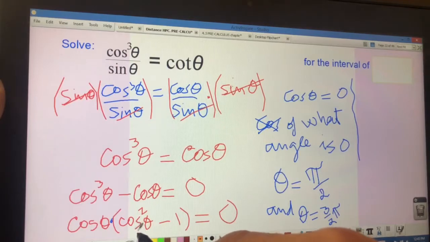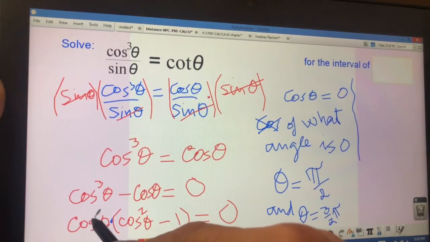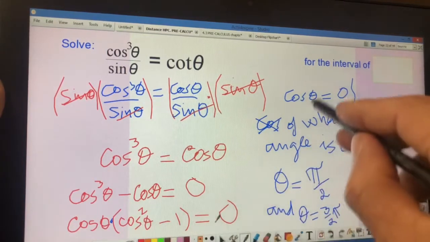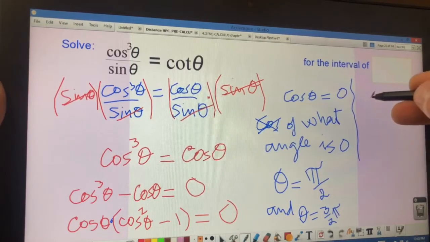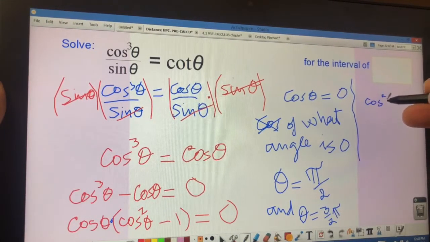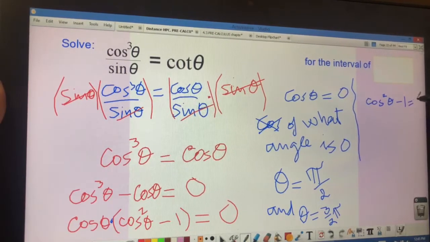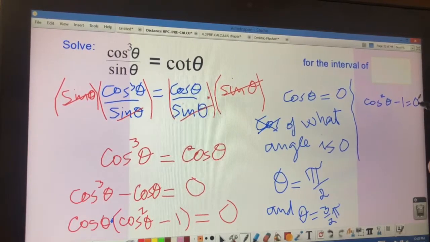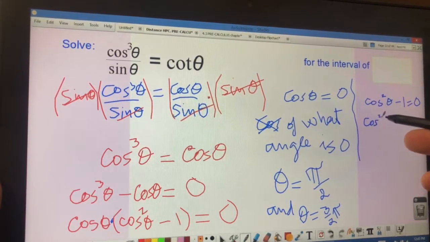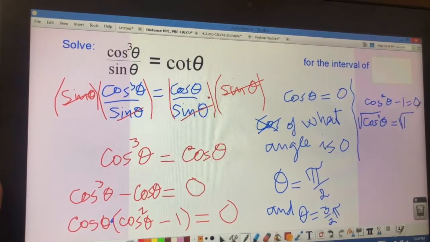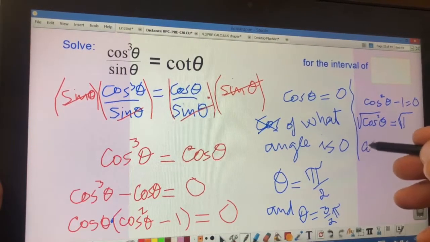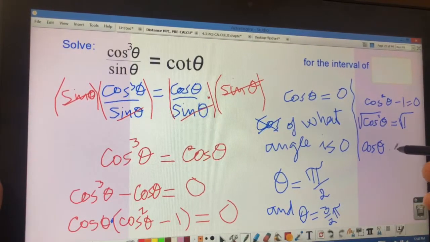Now the next item I have to solve: I just finished solving cosine theta equals 0. Now I'm going to take cosine squared theta minus 1 and solve this part. I'm going to set it equal to 0 because each part is 0, so the product therefore is 0. To solve this one, I have to add 1 to both sides. So it looks like this. Then I have to get rid of my square. So I have to square root both sides. The square and square root cancel each other. Then the square root of 1 is positive and negative 1.